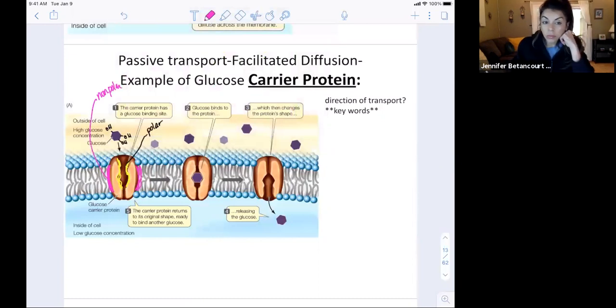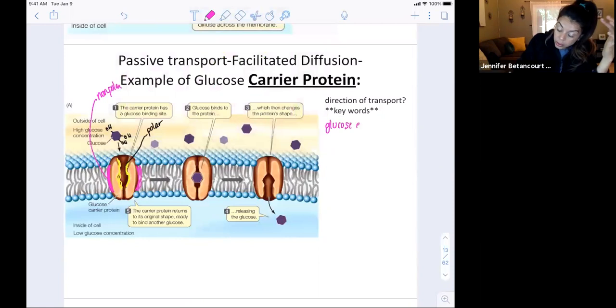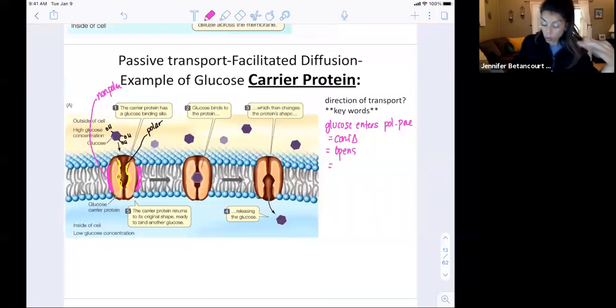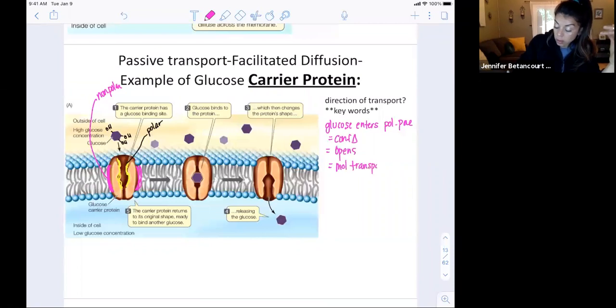Okay. So glucose enters the polar pore, and what does it do? It induces a conformational change. So the molecule enters the polar pore, this causes a conformational change, and the rest of the protein opens. When the rest of the protein opens, the molecule can finish being transported. This keeps happening until equilibrium has been reached.